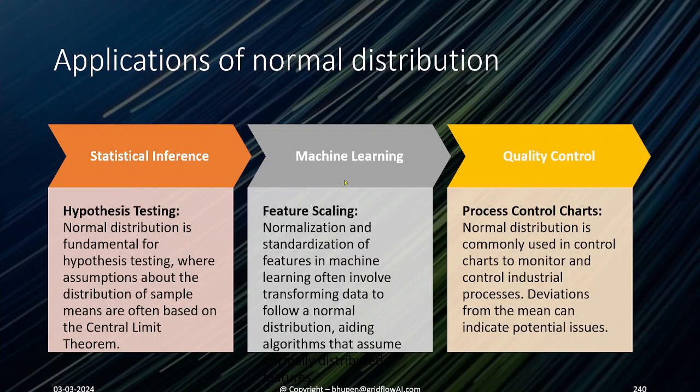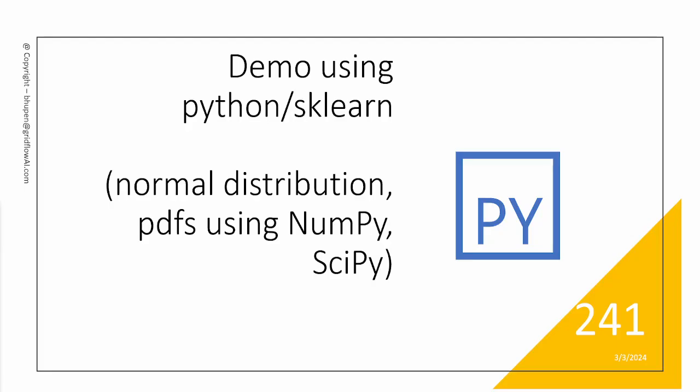In machine learning also, we use the concept of normal distribution to scale the data. This is also we will cover in our data processing topic. In quality controls, the normal distributions are typically used to monitor the quality of production. Just a few I have listed. There are many other applications of normal distribution.